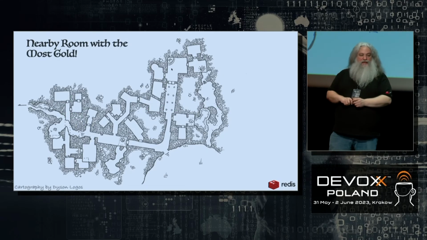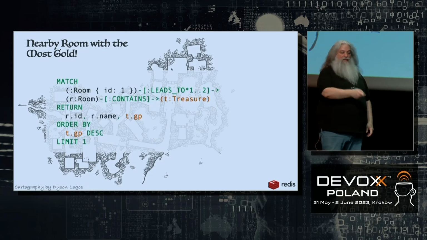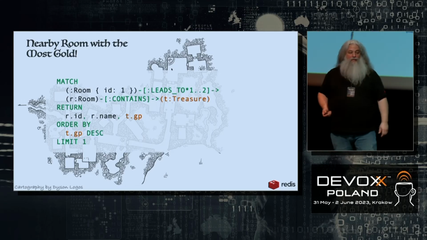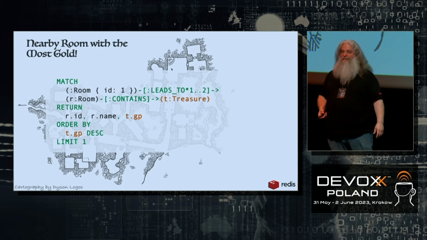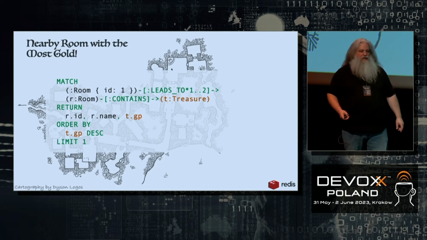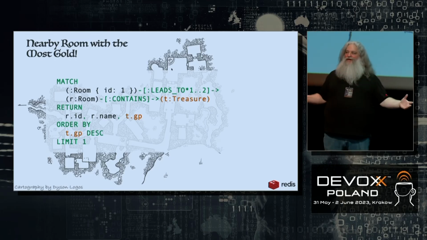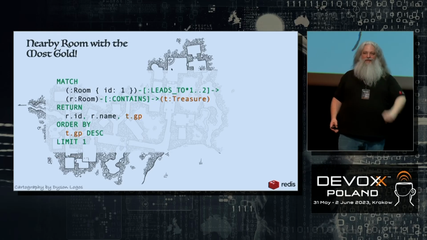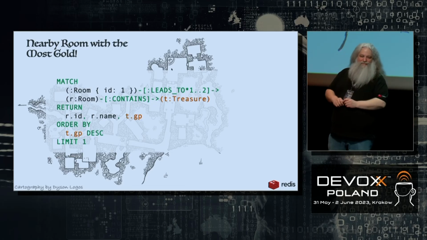You can use this to get the nearby room with the most gold. So here we're doing that same matching where we have a room that leads to a room 1 or 2 away, but we're adding a contains-treasure on the destination room. And so now if that room doesn't contain treasure, it won't match. We could use this query to find what room we want to go to next to get the treasure. So we're in here, we got the treasure. What's the next room nearby that has the most treasure?